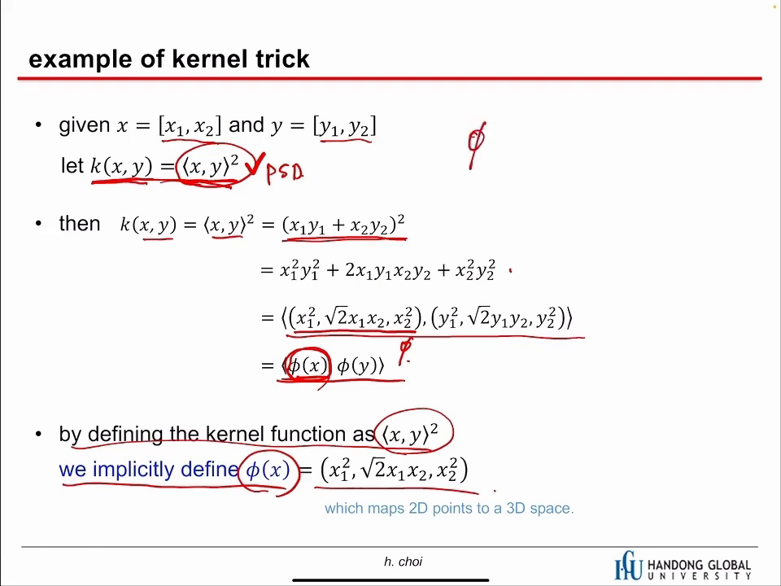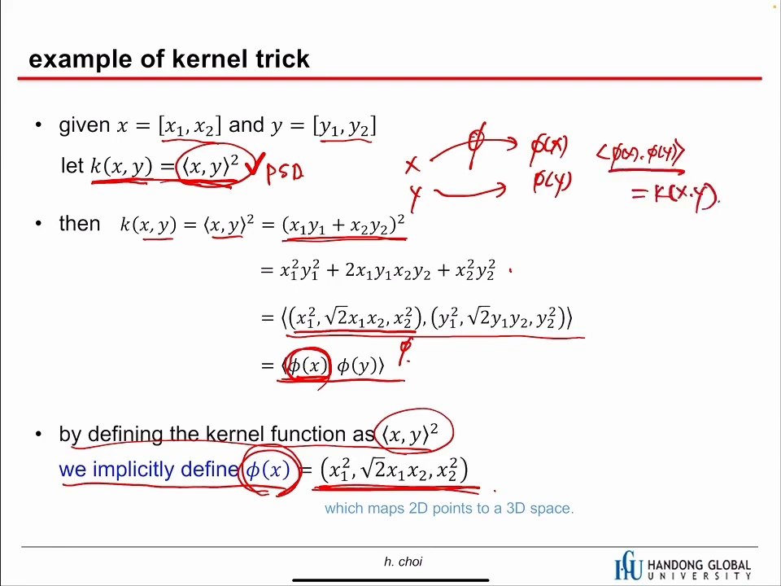Let me repeat one more time. If our function phi is defined by this, then we transform x and y, so we have phi of x and phi of y. Then we apply the inner product between phi of x and phi of y in this feature space, and this is exactly the same as k of x and y. In this case, function k will be (x·y) squared. I started from these functions, and then we can come up with this kernel function.